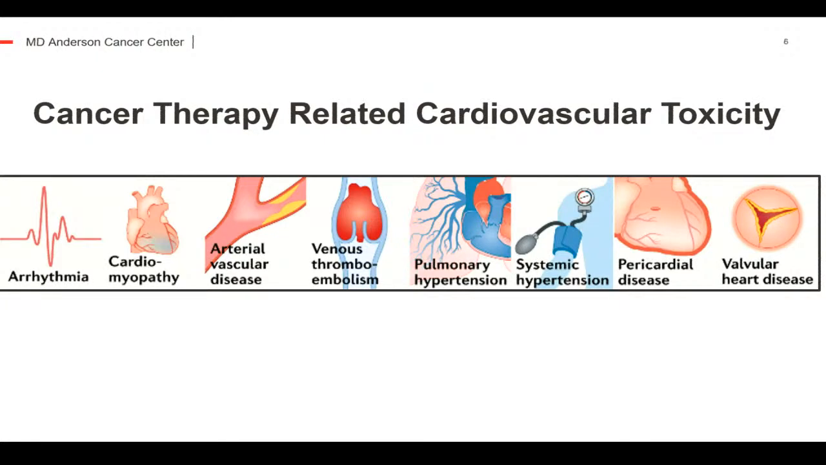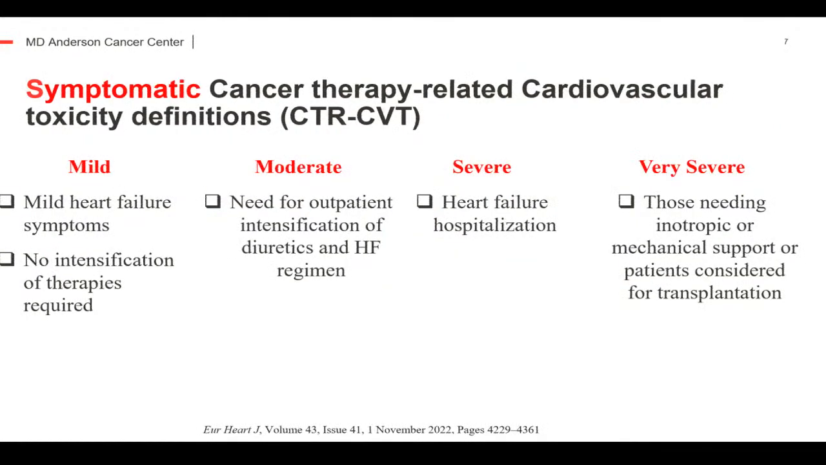So the gamut of cardiovascular toxicities ranges along every single cardiovascular system, from the electrical conduction system to the muscle abnormalities, arterial venous thrombosis, systemic hypertension, pulmonary hypertension, valve disease, and pericardial disease. And we'll go through this in a case-based presentation. So when you think of cardio-oncology, you probably think of the cardiomyopathies. That's all I knew about this field when I first started into it.